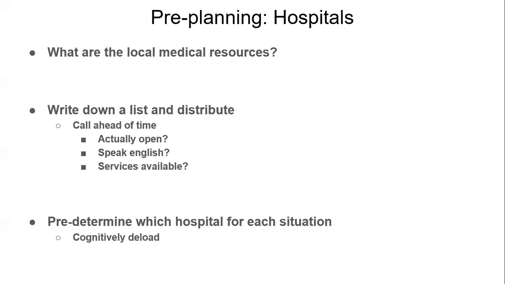Okay. And then predetermine which hospital you're going to use for specific situations, right? As well as specific areas. Cognitively deload that and have a plan written down that everyone has so that you don't have to make that decision. That's one way to easily shorten that OODA loop, right? Pre-make that decision.